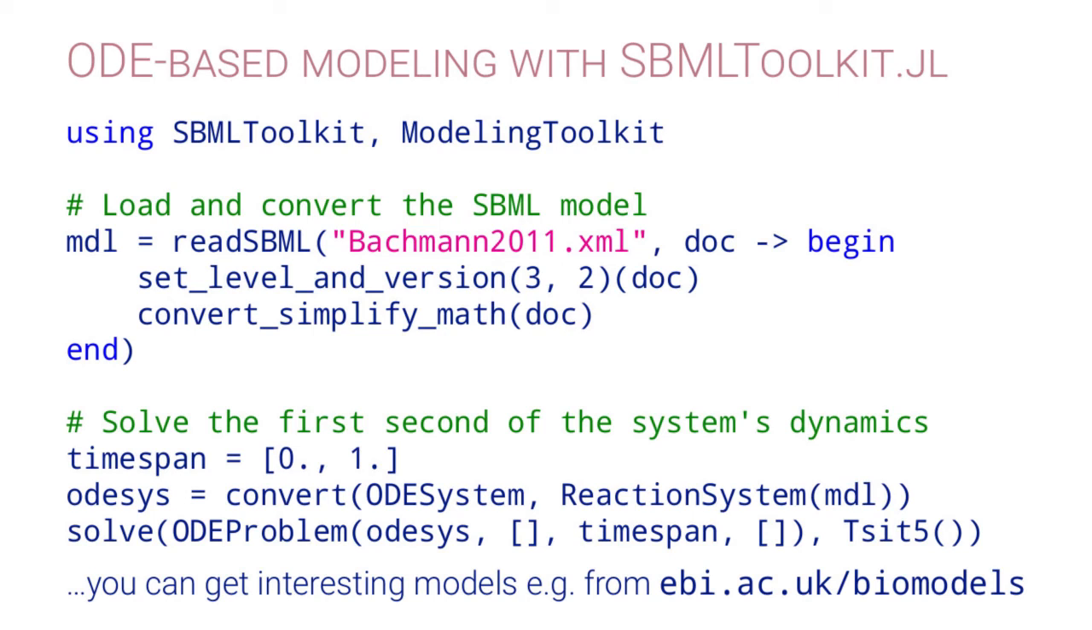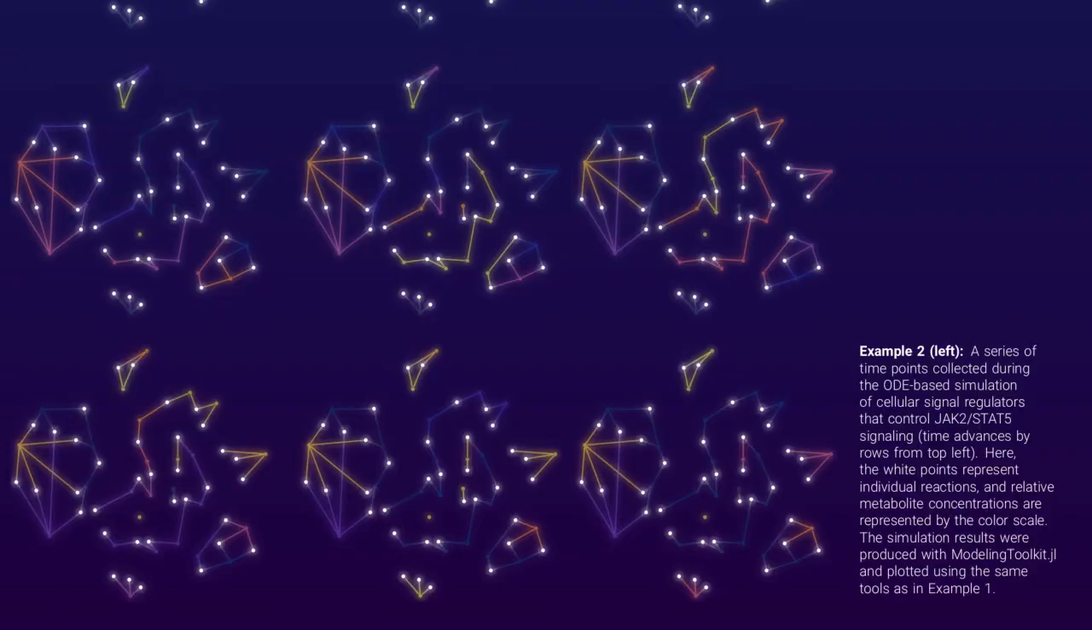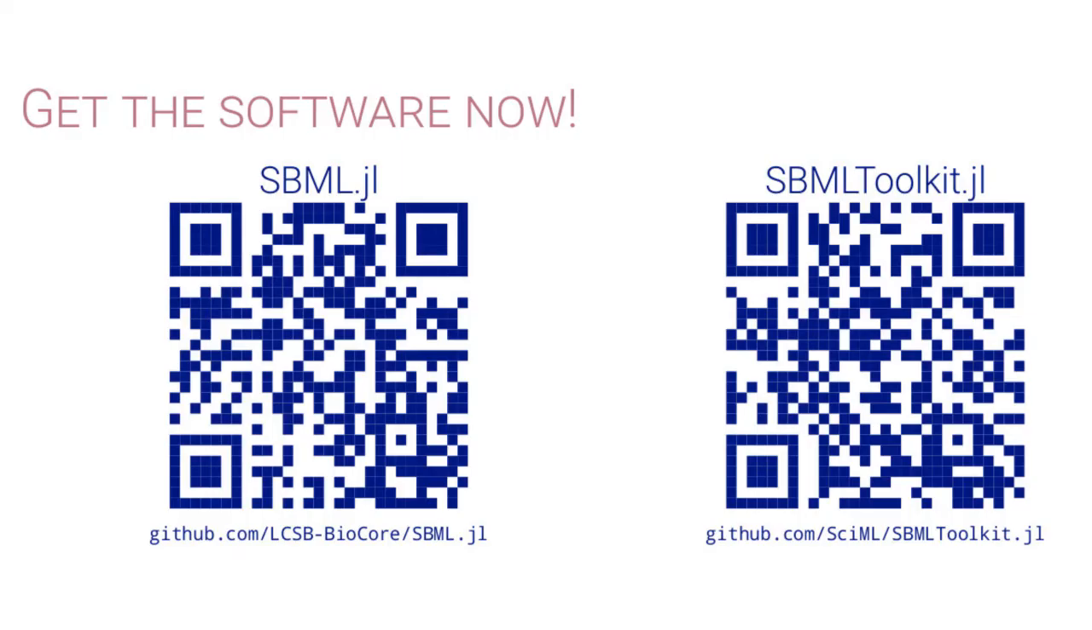And you can see the solution on the left-hand side, but instead of showing a boring time course, we decided to show this reaction network at 9 different time points, with the reactions in white and the metabolite concentrations in color. If you want to try the software, you can do that right now because the software is open source and available from GitHub. Both packages are actually registered in the official Julia repository, so you can even install them with the Julia package manager.